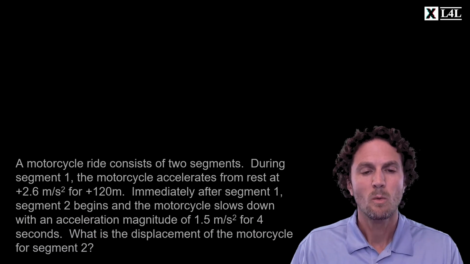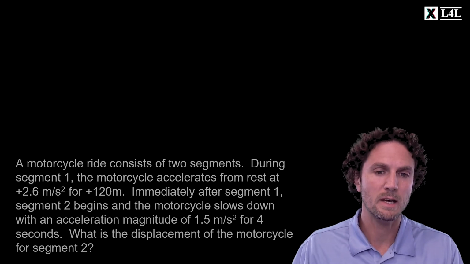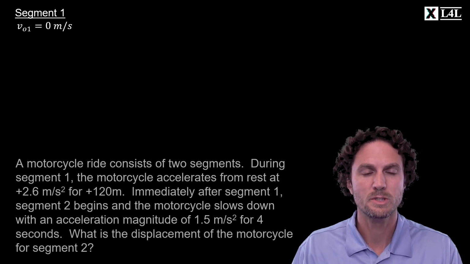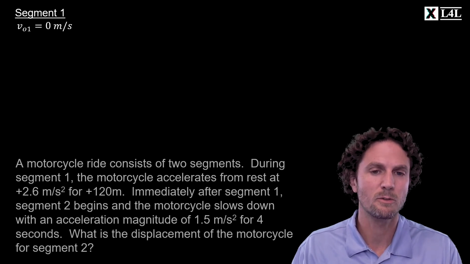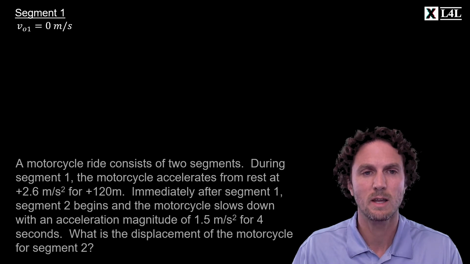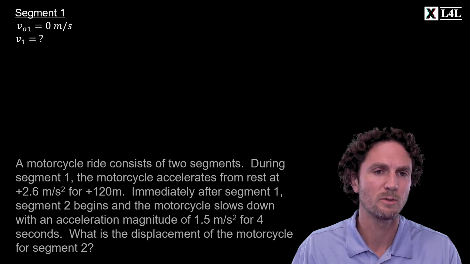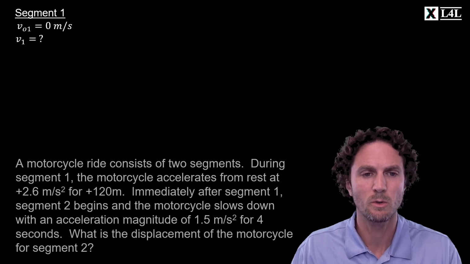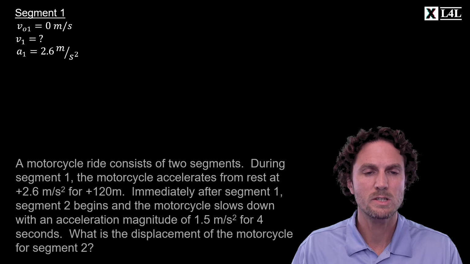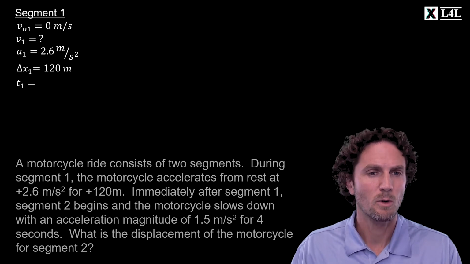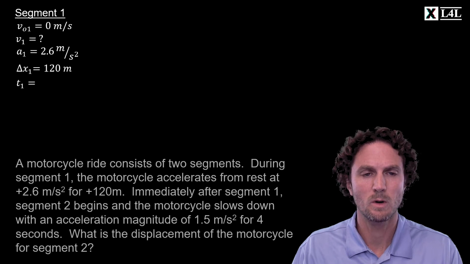All right, after we've read through the problem, we need to go back and identify the variables that we know. For segment 1, we start from rest, which means our initial velocity is 0 meters per second. We don't know our final velocity for segment 1. We're told the acceleration for segment 1 is 2.6 meters per second squared, and that it happens over 120 meters. We're also not told the time period for segment 1.